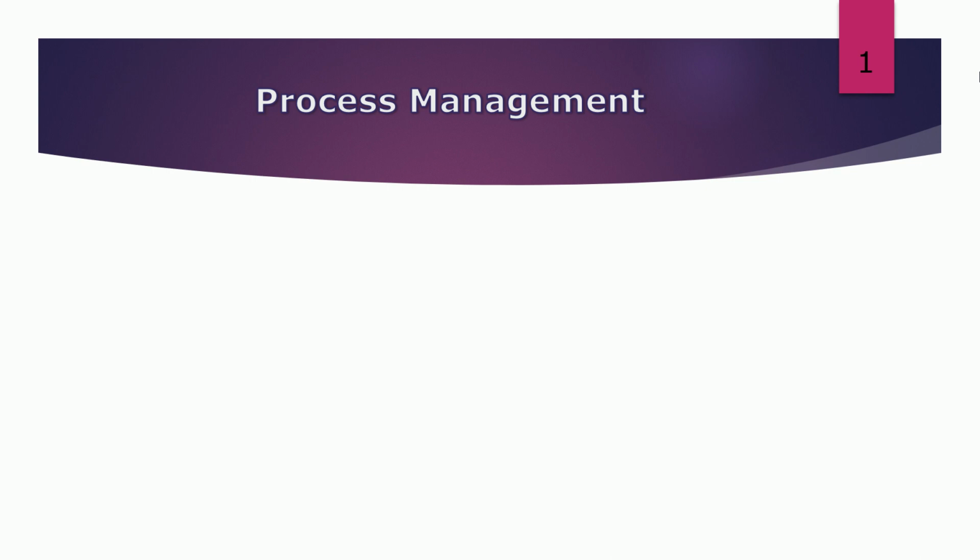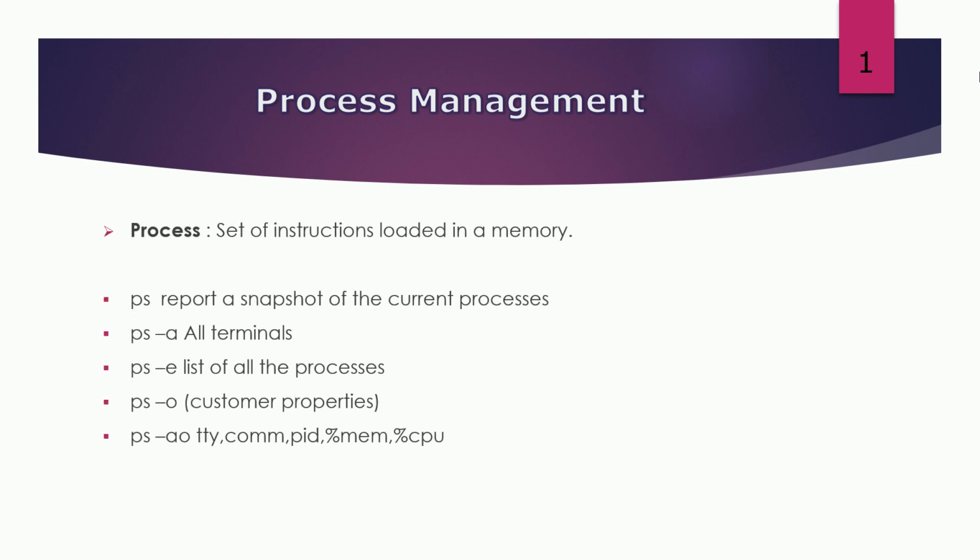So what is a process? In simple words, the definition of a process is: it is a set of instructions loaded in memory. That is called a process. When you execute a program on your Linux or Unix based system, the system creates a special environment for that program. This environment contains everything needed for the system to run the program.